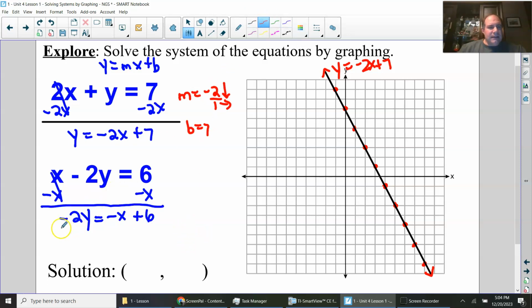Now, the y and the -2 need to be broken up. You need to kind of separate them. They are connected right now by the operation of multiplication, -2 times y. So we're going to divide, do the opposite of multiplication. We're going to divide by -2, the number that is next to the y. That cancels.